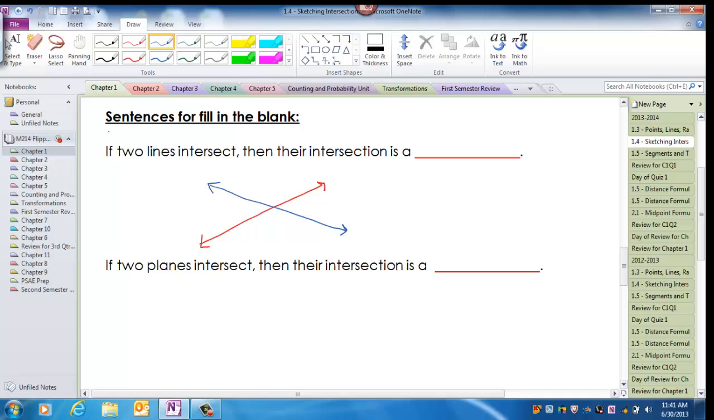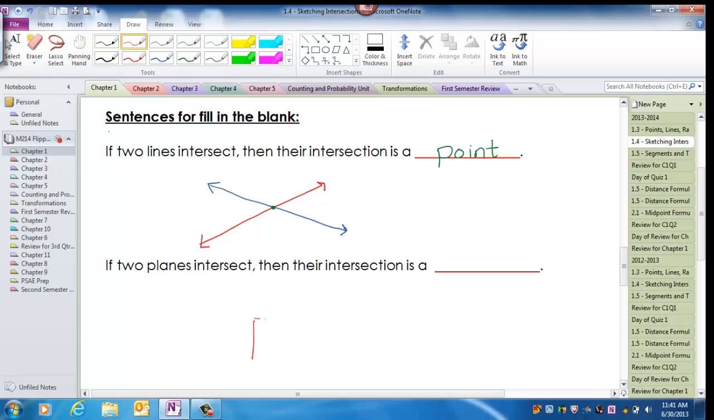Okay, and the intersection of these two lines would be the place where the two lines meet, where they come together. So what would you just call the place where these two lines meet? Hopefully you can see that that is a point. Okay, now if two planes intersect, what would you call their intersection?